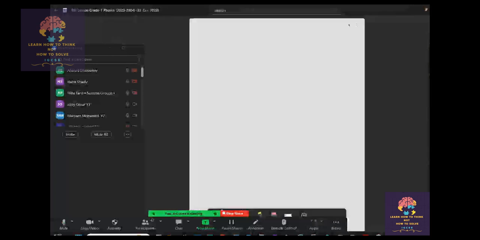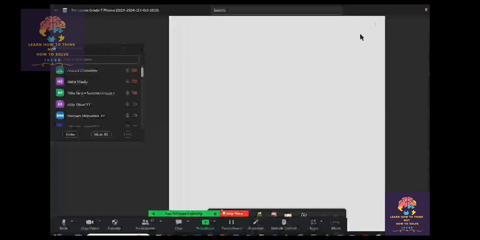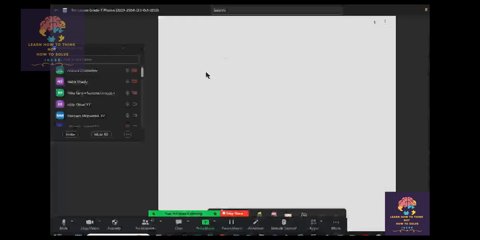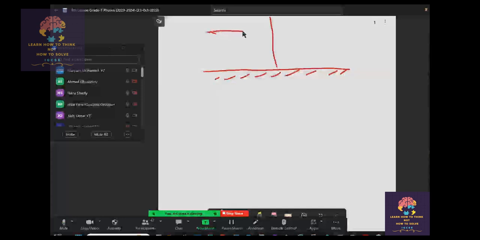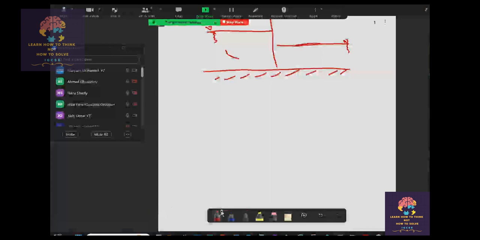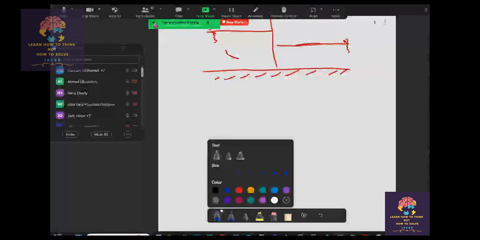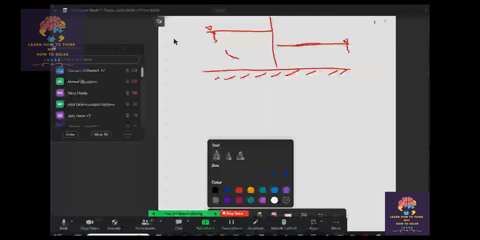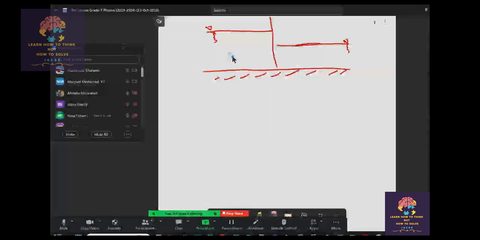What does that mean? Let me give an example. I have a picture. This is the bottom surface of the ocean, and here is one level of the ocean and here is the other level of the ocean. In this case, what is the left-hand side called? High tide. Excellent. Very good.